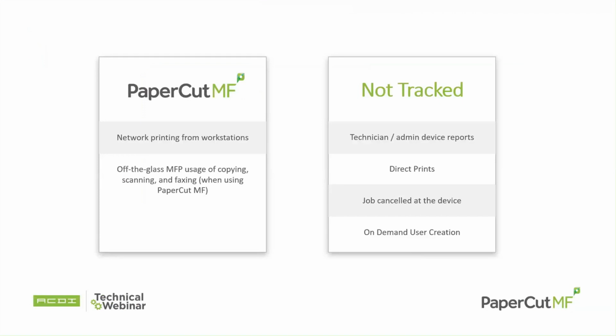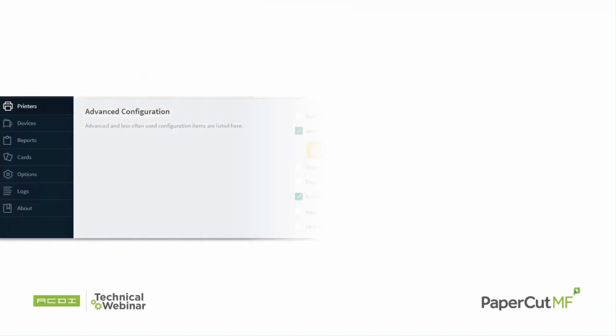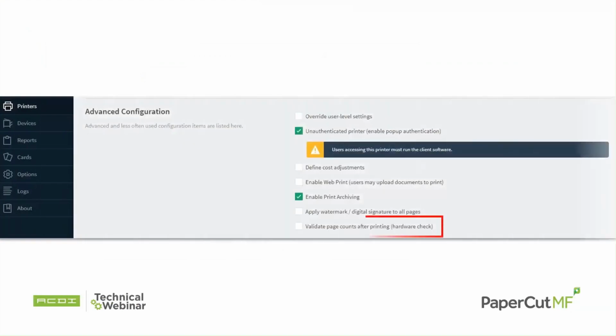On-demand user creation settings can affect this too. Let's take a look at the last two items in a little more detail. Have you ever seen the PaperCut TCP IP port when configuring printers and ever wondered what it does? Using this port and checking the box under printers to validate page counts after printing will actually do a hardware check on the device. It'll query the device for a meter read and then query it again after the job to ensure that everything is accounted for.